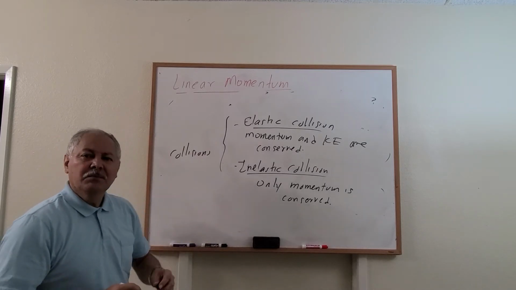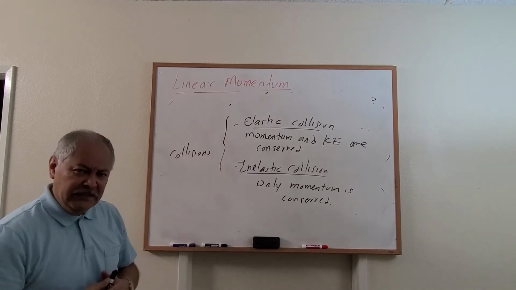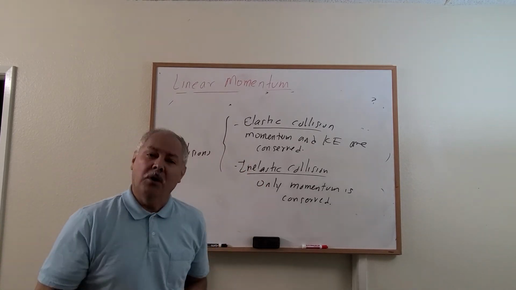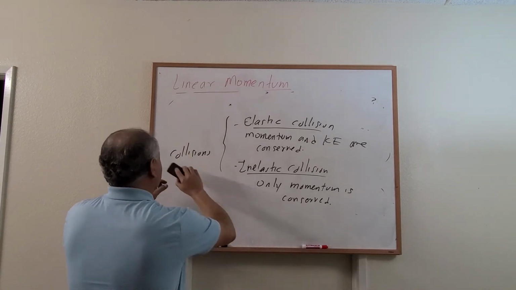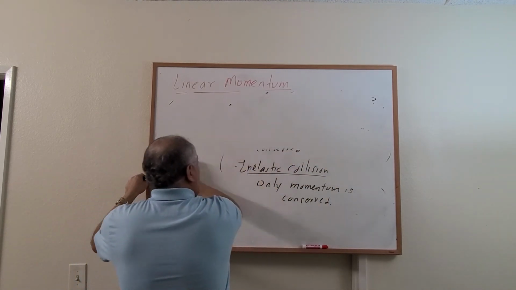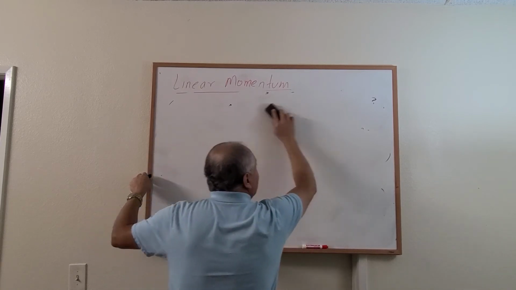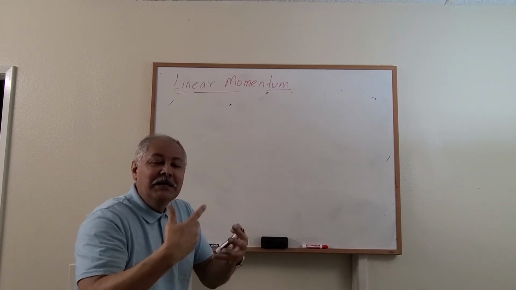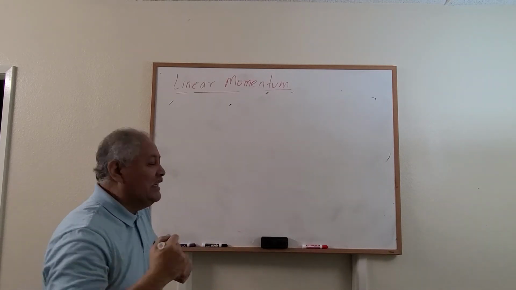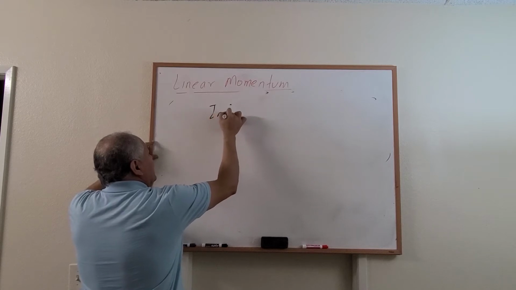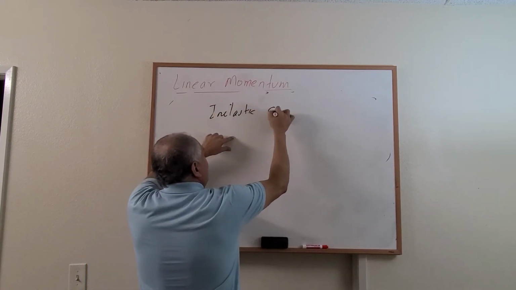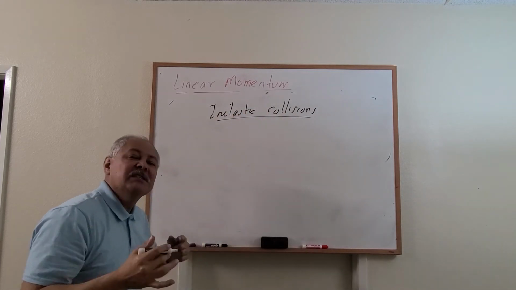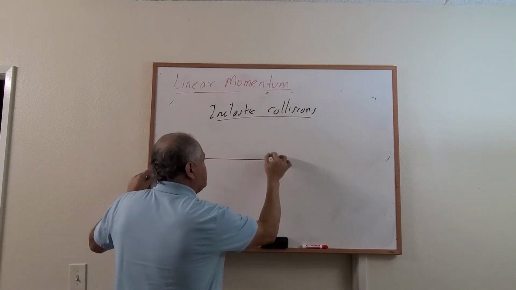Now let's give some analysis on these two cases that helps us create a general equation to solve problems. Let's start with the inelastic collisions, because the analysis is easier. This is the simplest case. Imagine that we have two objects.